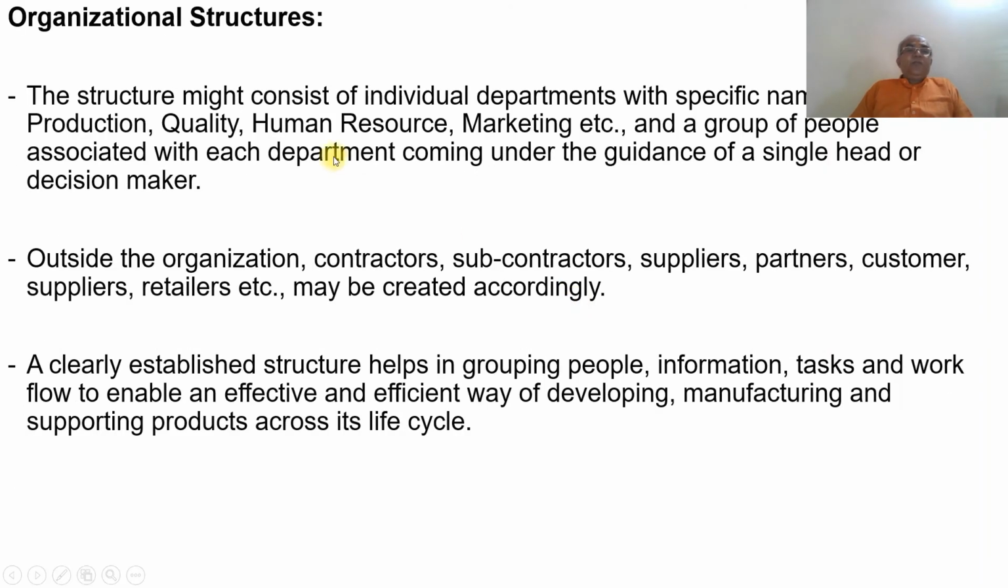Now the next one is the organizational structure. So what does it mean? What are all the designations you have, which are all the departments you should have in an organization to develop the product? The structure might consist of individual departments with specific names like production, quality, human resource, marketing.